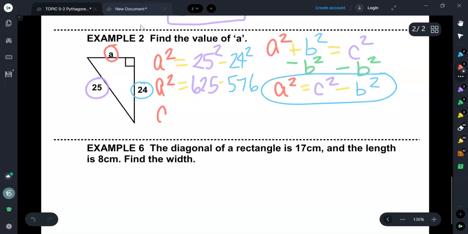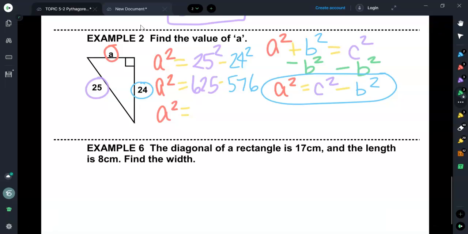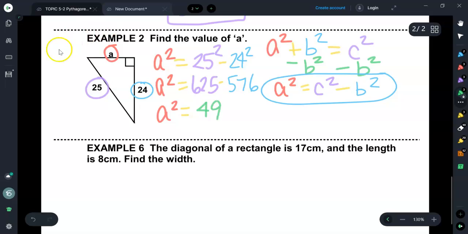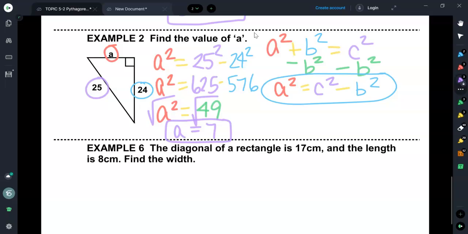So I'm going to continue on down, just going step by step. 625 minus 576 actually comes out to 49. And once again, I'm not looking for a squared. I'm looking for a, so I have to undo the square. So what am I going to do? I'm going to take the square root. Square root of a squared is a, and the square root of 49 is 7. So there you go. Our missing leg is 7.